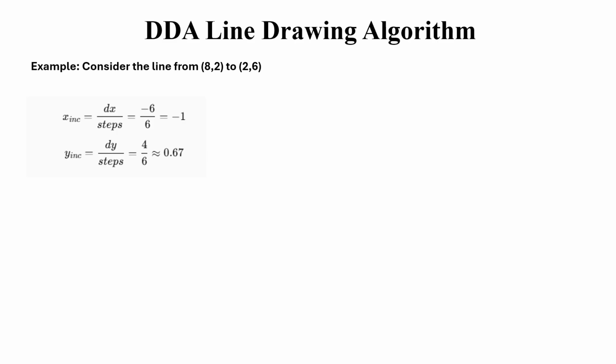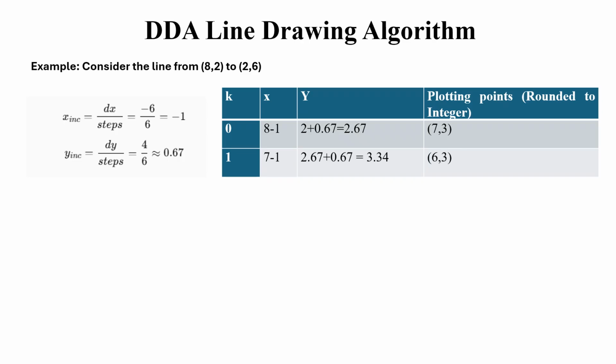So with this, we will do the calculations and find out the intermediate points to draw a line from 8, 2 to 2, 6. So first point is 8, 2. The second point is 8 minus 1, so that is why we get 7 here. For y, 2 plus 0.67, so that is 2.67. So we need to round this off. When you round off 2.67, you get 3. So the next point to be plotted is 7, 3.